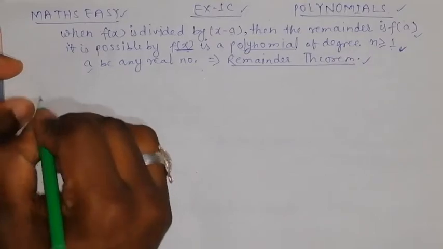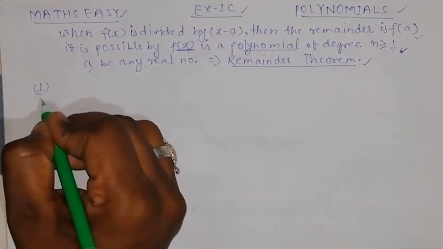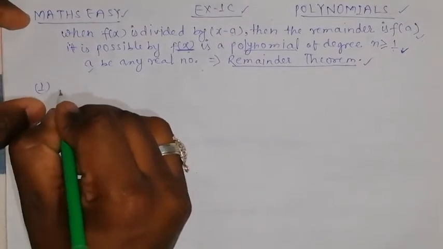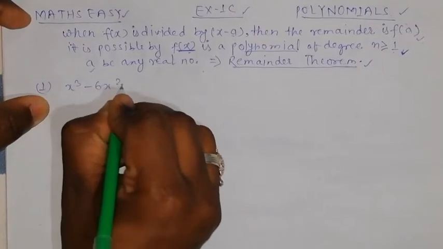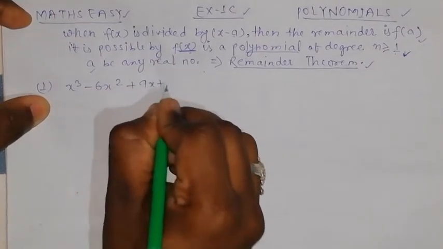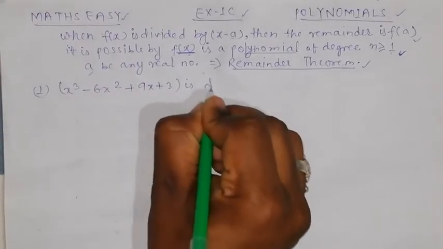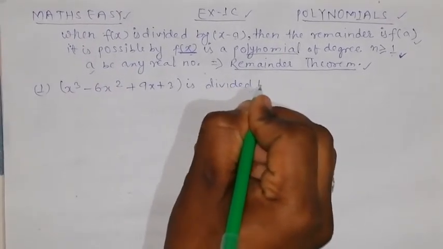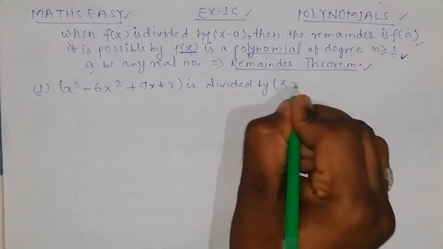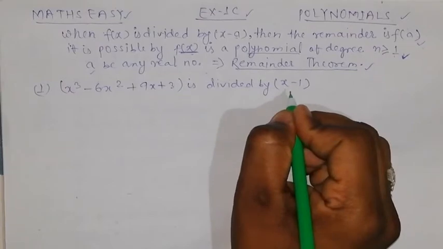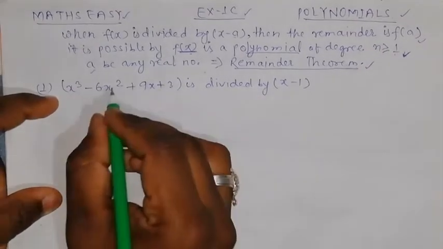Question number 1. Using the remainder theorem, you have to find the remainder. The first question is x cube minus 6x square plus 9x plus 3 is divided by x minus 1. Fine.